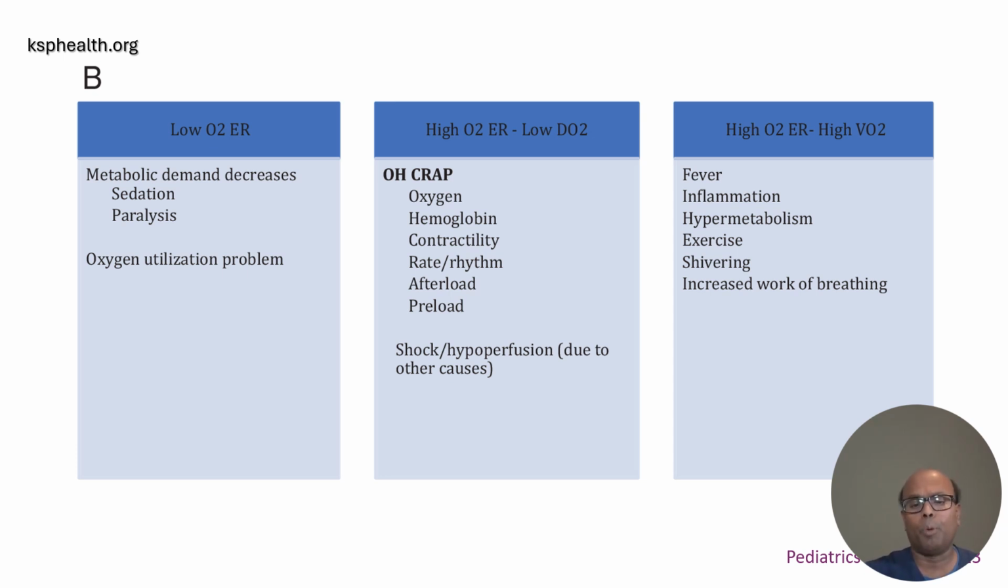Other shock and hypoperfusion states due to other causes will also result in low oxygen delivery and high oxygen extraction. There are other situations where oxygen extraction is high and there is also high oxygen consumption, like patients with fever, inflammation, hypermetabolism, exercise, shivering, and increased work of breathing. All will increase oxygen consumption and the oxygen extraction ratio.